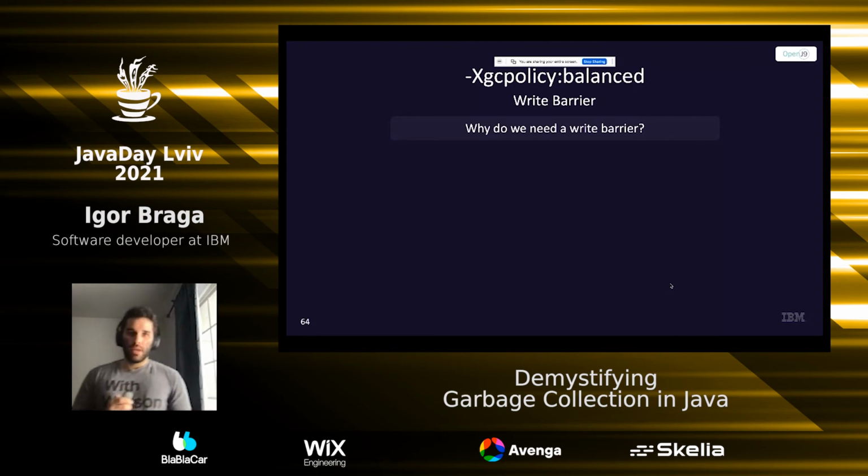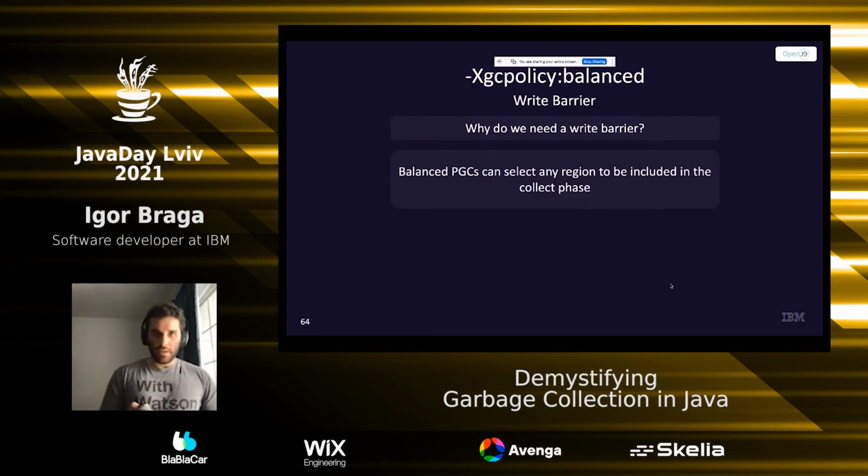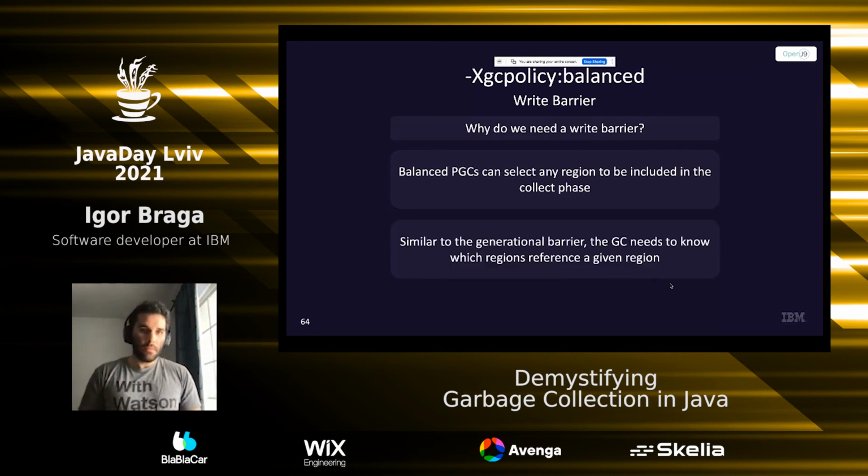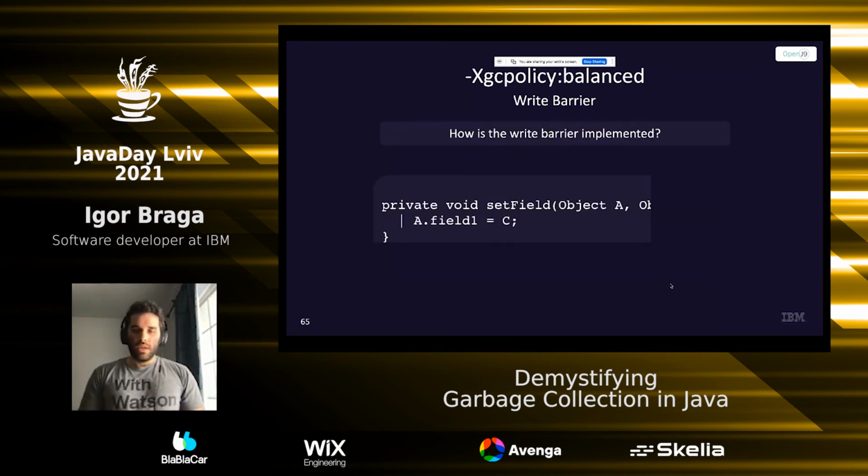Here we need a write barrier, right? Why do we need a write barrier here? Very similar to GenCon, we can have references to these objects coming from other regions. But differently than GenCon, multiple regions can point to this object here, right? So we need to keep track of that somehow. And the way we did that is through the write barrier.